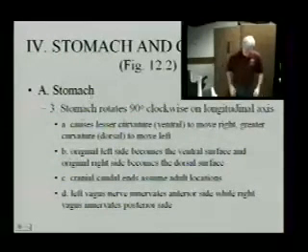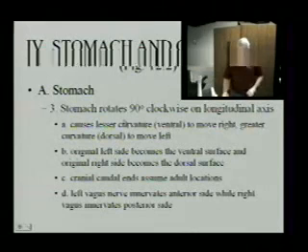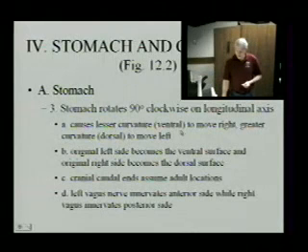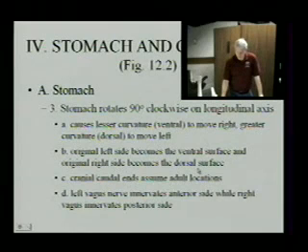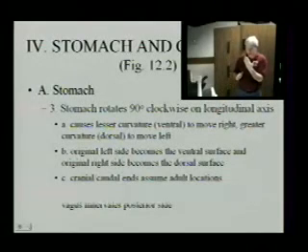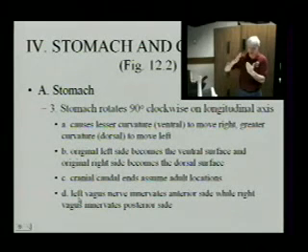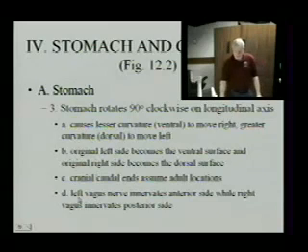So it's going to rotate 90 degrees clockwise on this longitudinal axis. Lesser curvature, ventral, will move to the right, greater to the left. Original left becomes front, original right becomes back, or ventral and dorsal, respectively. Cranial and caudal ends change, as we noted. The left vagus nerve on the left surface is going to end up on the anterior side. The right vagus nerve is going to end up on the posterior side of the stomach.